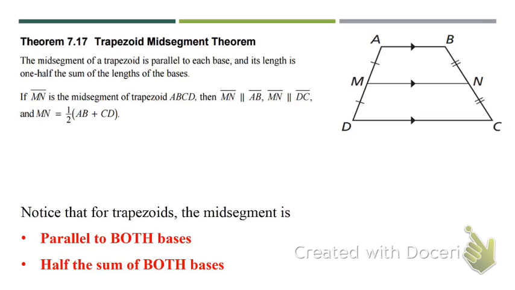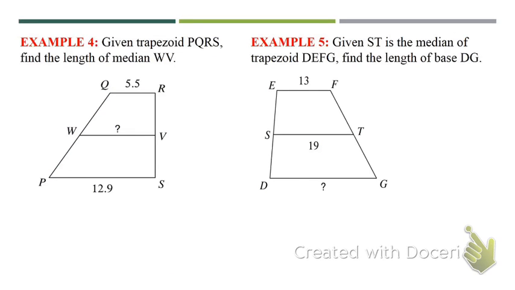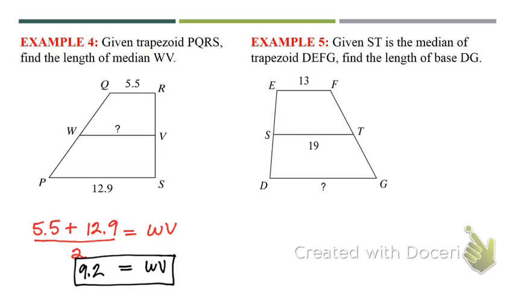Therefore, the trapezoid mid-segment theorem says if you add up both bases and take half of it, it equals the mid-segment. So you're going to take the average of the two bases. Notice that the mid-segment of the trapezoid is parallel to both bases. So, given that information, how do you find WV? Well, there you would just add up the length of the two bases and divide by 2. Simple.